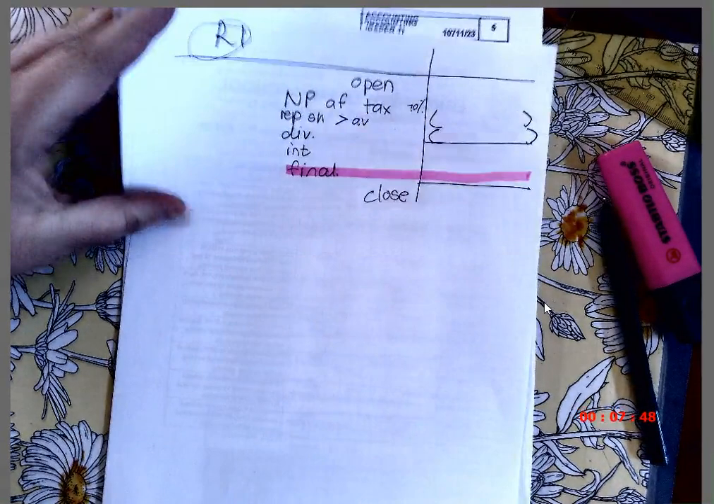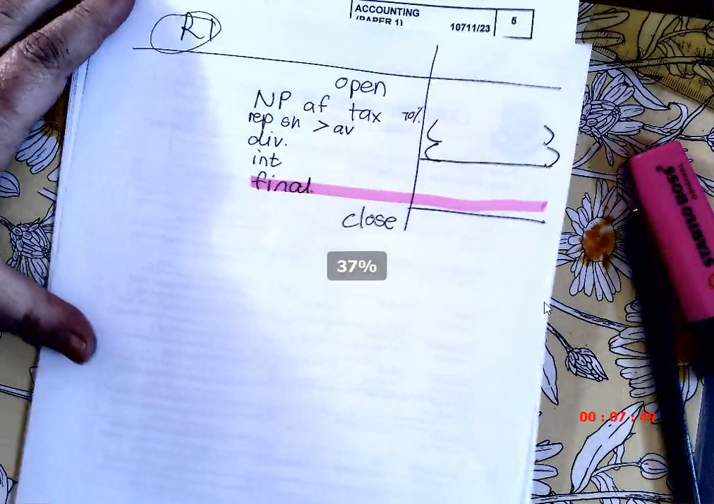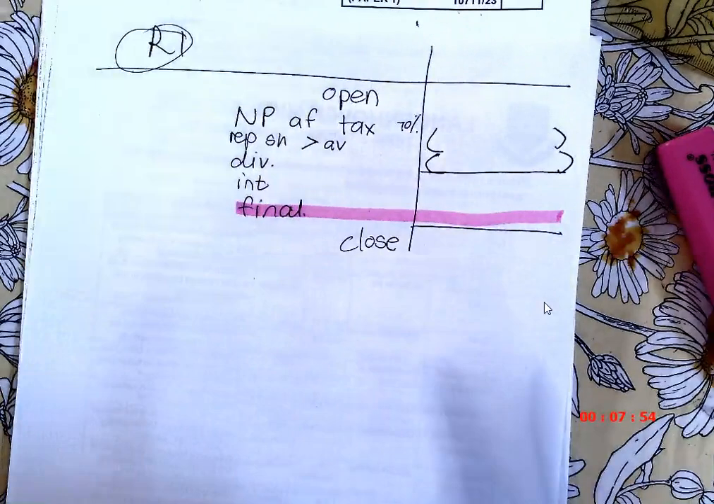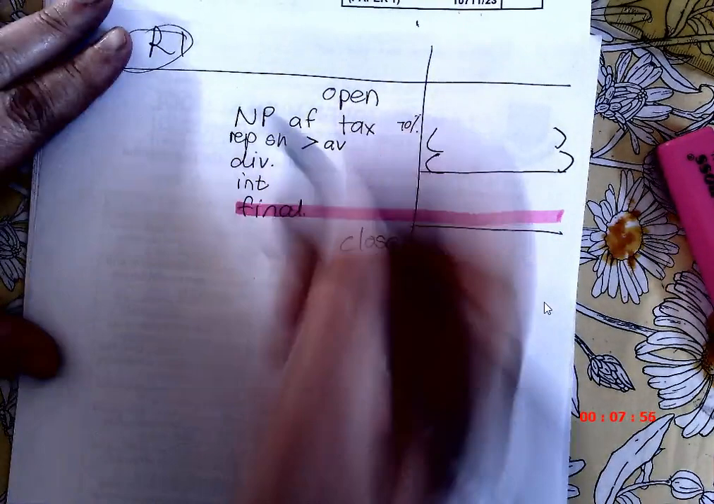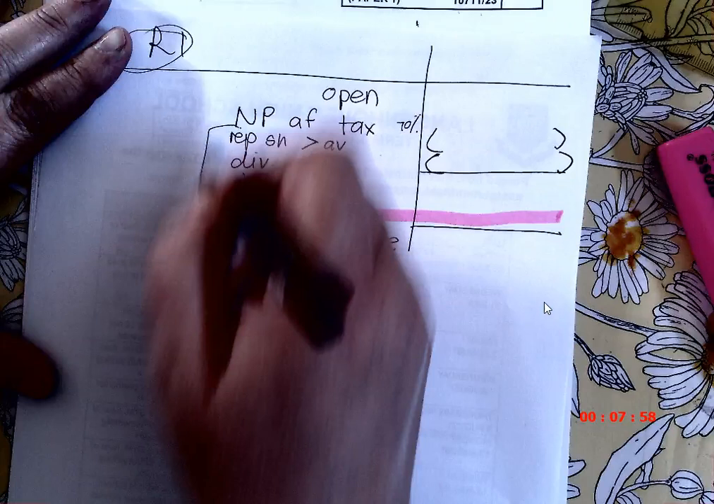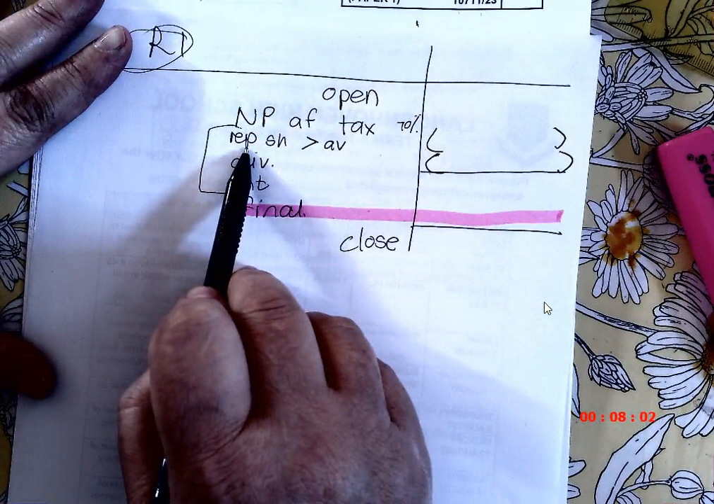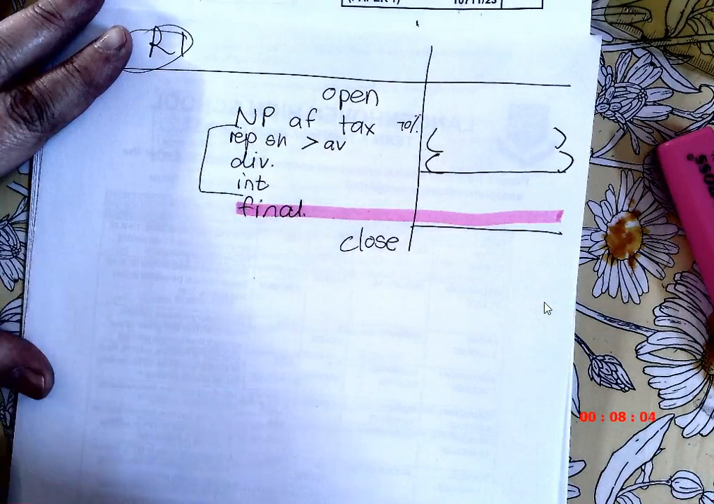Okay. Now, if I look at retained income, the first thing is basically that repurchase of shares. That's the thing that gets you guys the most.